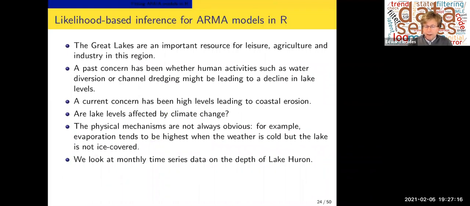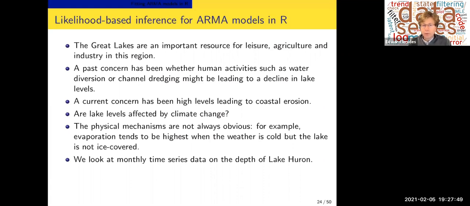Okay, and next we're going to move on to likelihood-based inference for ARMA models in R, and let's get started on it in this segment. So we're going to do this through a data analysis of the depth of Lake Huron. And of course, here we are in Michigan. The Great Lakes, an important resource for leisure, agriculture, industry. Now, management of the Great Lakes is something we have responsibility for.